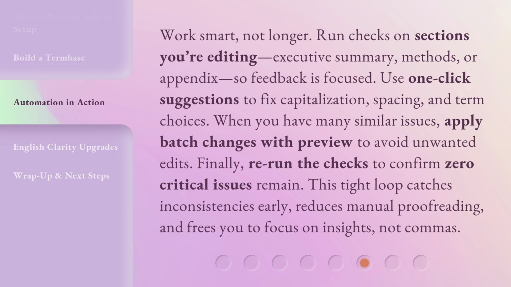Work smart, not longer. Run checks on sections you're editing, executive summary, methods, or appendix, so feedback is focused. Use one-click suggestions to fix capitalization, spacing, and term choices. When you have many similar issues, apply batch changes with preview to avoid unwanted edits. Finally, rerun the checks to confirm 0 critical issues remain. This tight loop catches inconsistencies early, reduces manual proofreading, and frees you to focus on insights, not commas.